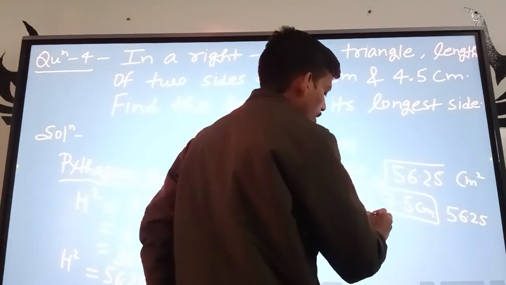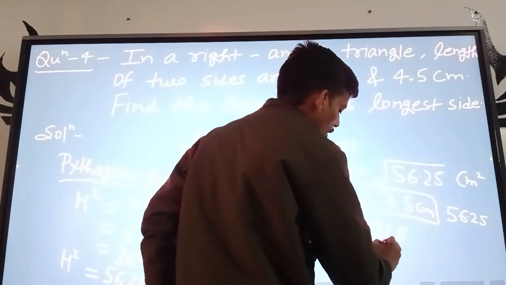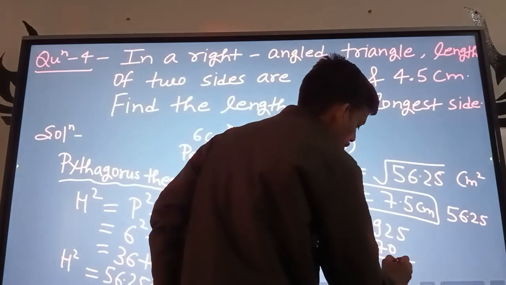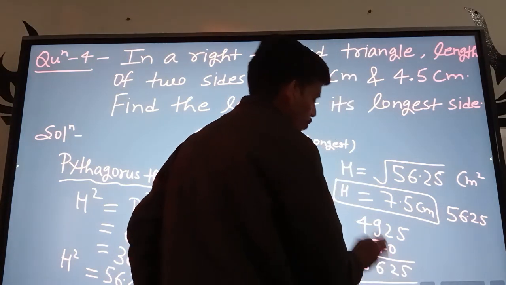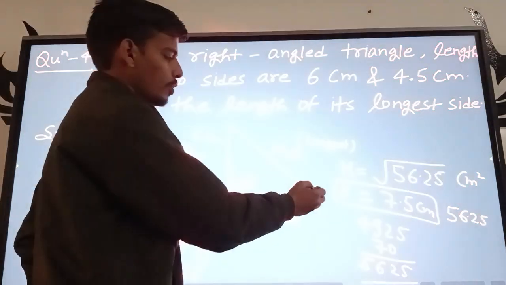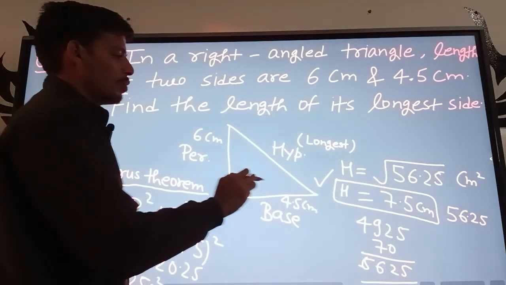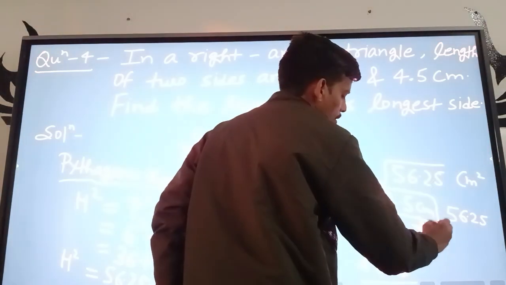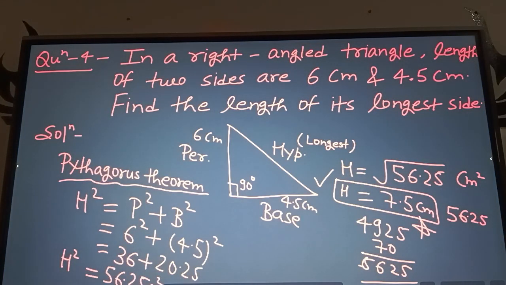The square of 7.5: 5 times 5 is 25, and so on, giving 56.25. It is the value of this. So the hypotenuse equals 7.5 centimeter. That is our final answer: h equals 7.5 centimeter.